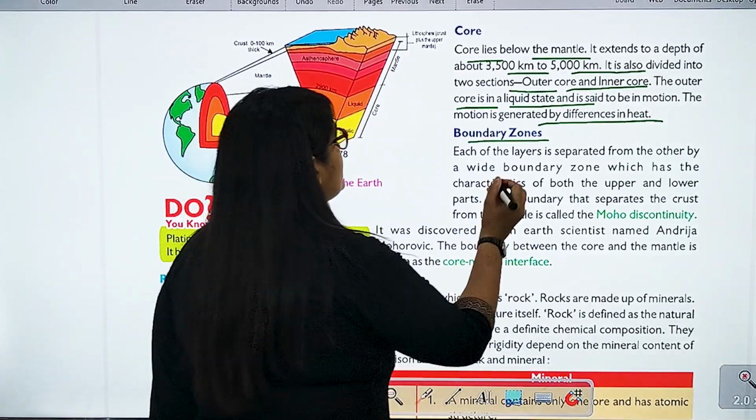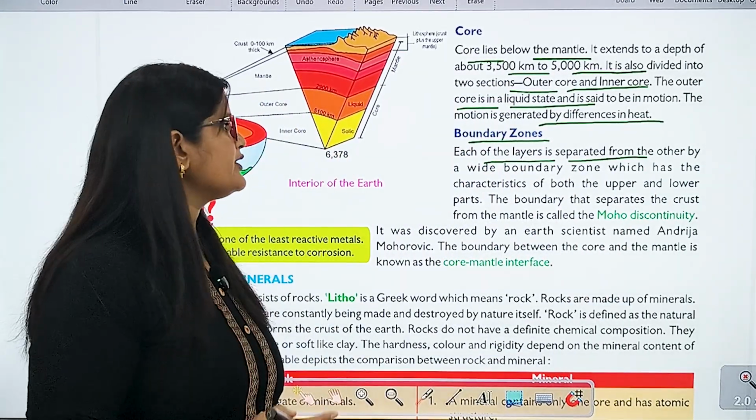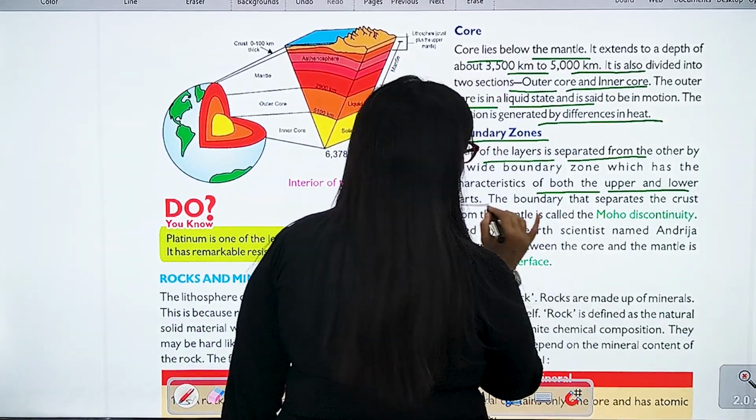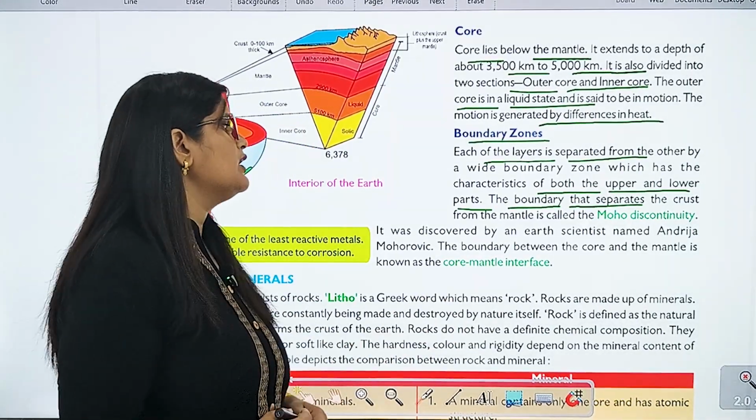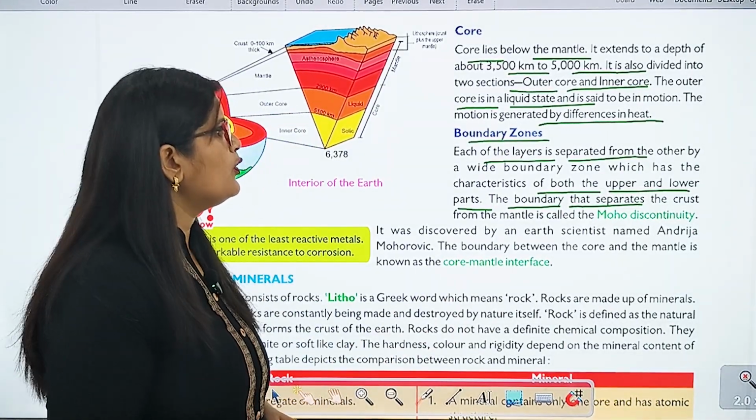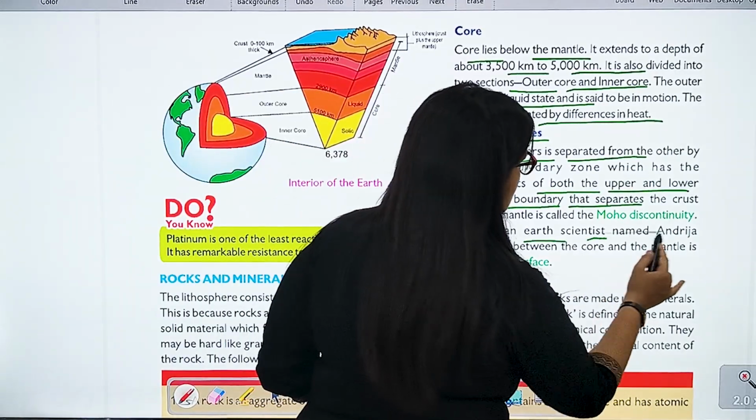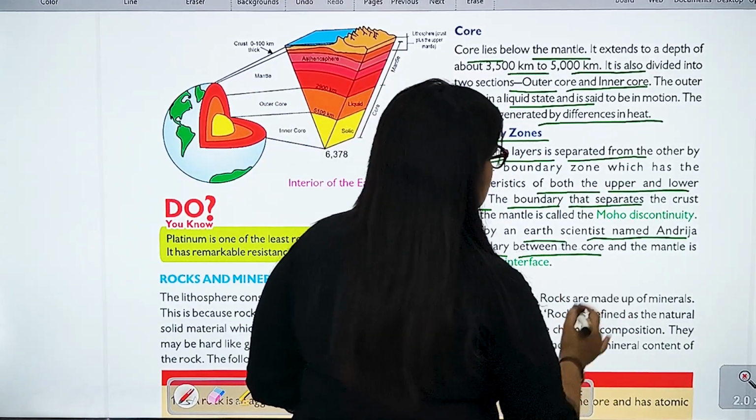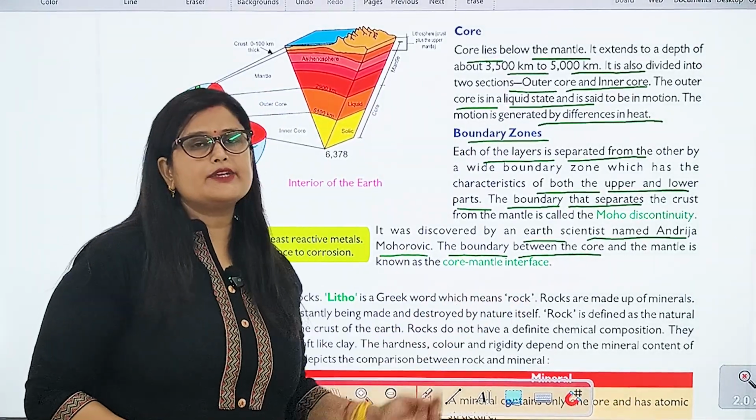Boundary zone. Each of the layers is separated from the other by a wide boundary zone, which has the characteristics of both the upper and lower parts. The boundary that separates the crust from the mantle is called the Moho discontinuity. It was discovered by an earth scientist named Andrija Mohorovicic. The boundary between the core and the mantle is known as the core-mantle interface.